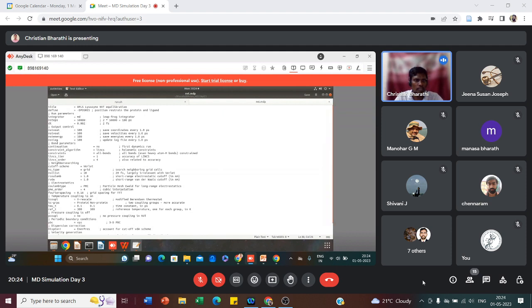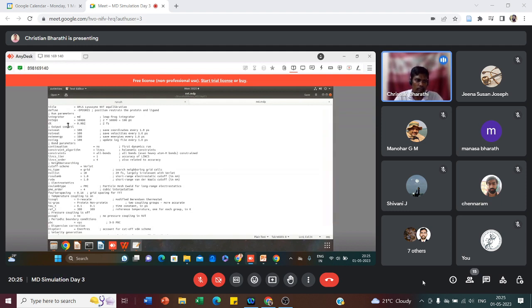Here I'm giving 100 picoseconds for NVT equilibration. To run 1 picosecond of MD, it requires 500 steps. I'm giving 100 picoseconds, so you multiply 100 by 500. That is how many steps we require. So I gave 50,000 steps to run for 100 picoseconds.